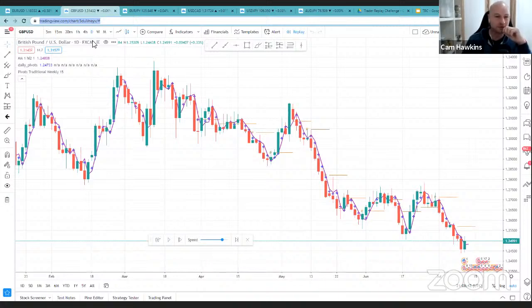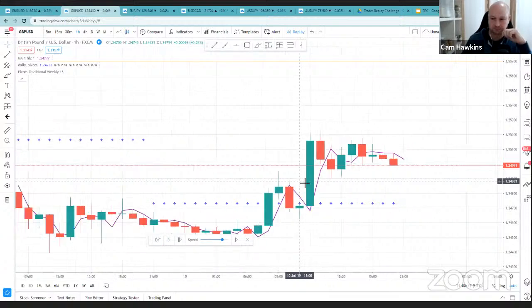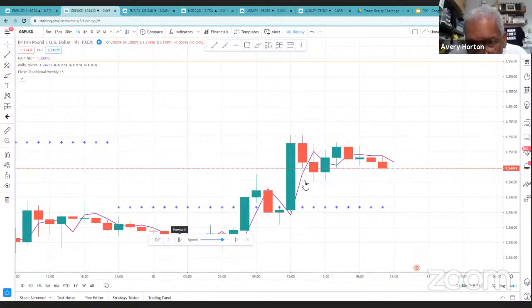Right, this one here, we're on the hourly. I'll put it on the hourly for you. There you go. Okay. So we would have already taken a trade. So let's just click through this and see when the next opportunity appears.